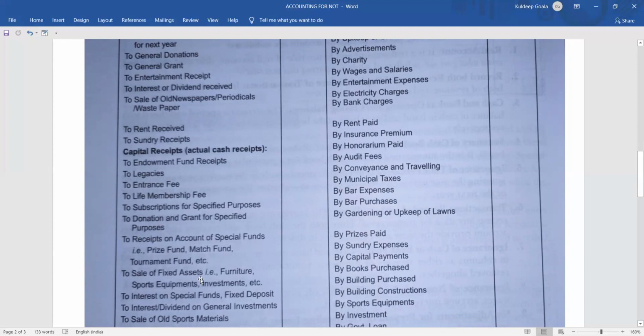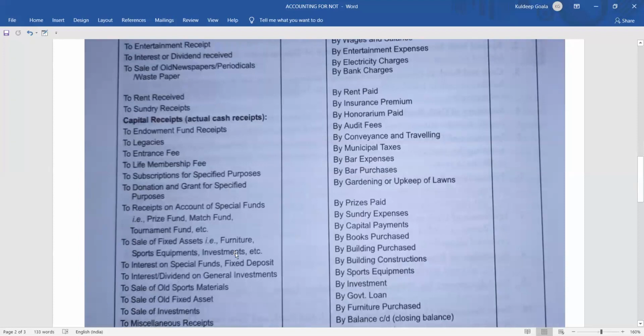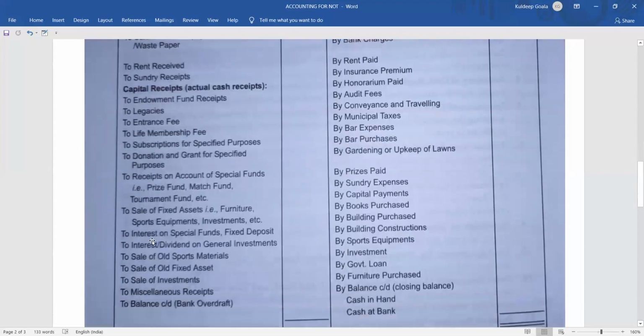Then coming to the next one, sale of fixed asset. If you get money by selling fixed assets, like sale of old furniture, sports equipment, or investments, all these are included. After that, interest on special fund or fixed deposit. Suppose you have got 10,000 rupees for match fund, but you have kept this money in the bank because you are not able to arrange the match during this time, because of corona or some other reason. So the money is lying in the bank.